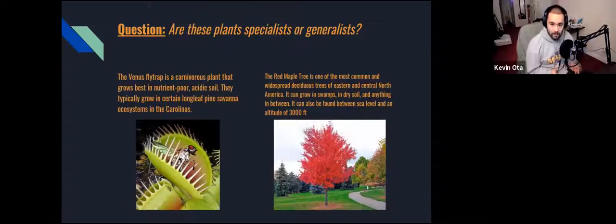Now, that was a lot to get through. Let's see if you guys got that. Look at these two plants. We have the Venus flytrap and the red maple tree. The question is, are these plants specialists or generalists? Hopefully after reading this, you guys understood that the Venus flytrap, because it lives in a very specific type of soil, is a specialist, and the red maple tree can live in multiple areas, so it is a generalist.